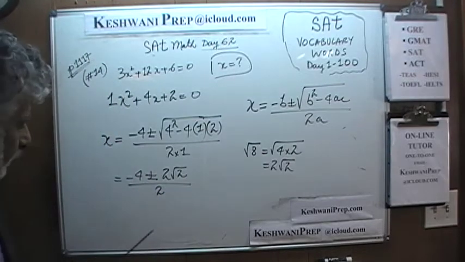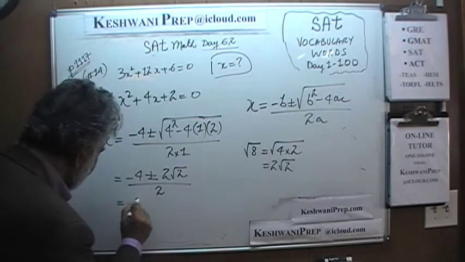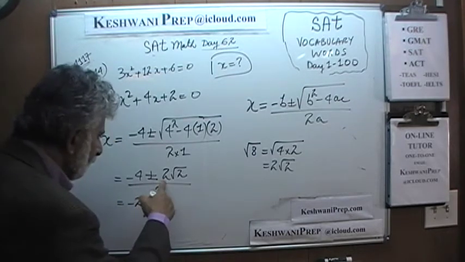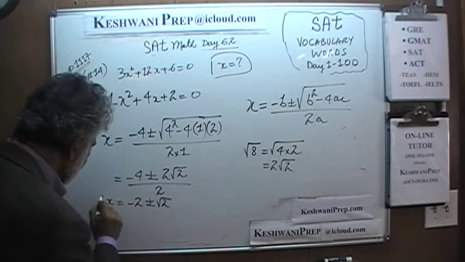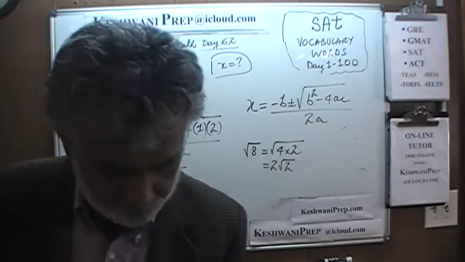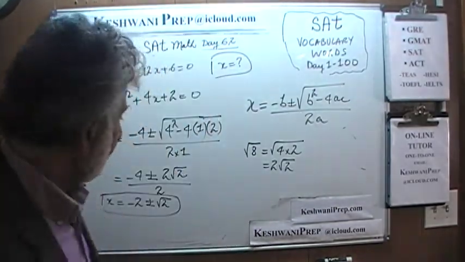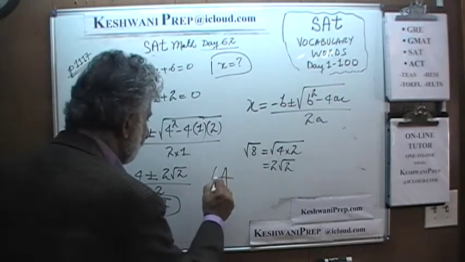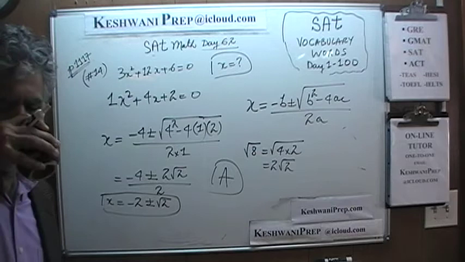And we are almost done. Negative 4 divided by 2 is going to give us negative 2. Plus or minus 2 root 2 divided by 2 will simply be root 2. Voila. There is your answer. The answer is x must equal negative 2 plus or minus root 2. And that is answer choice A. Very, very first answer choice. Let's do number 15.